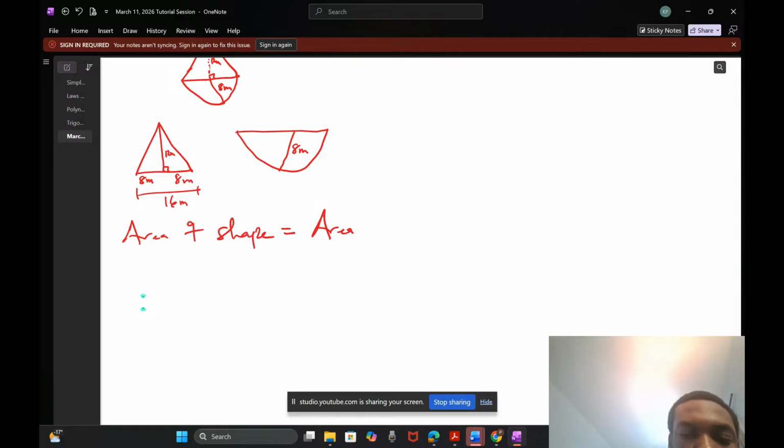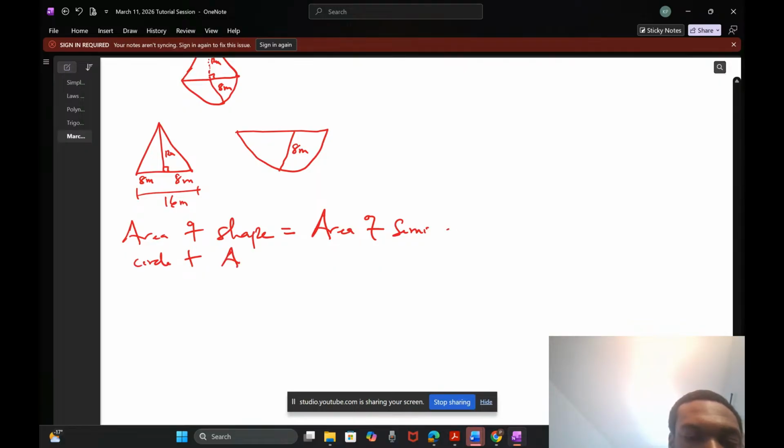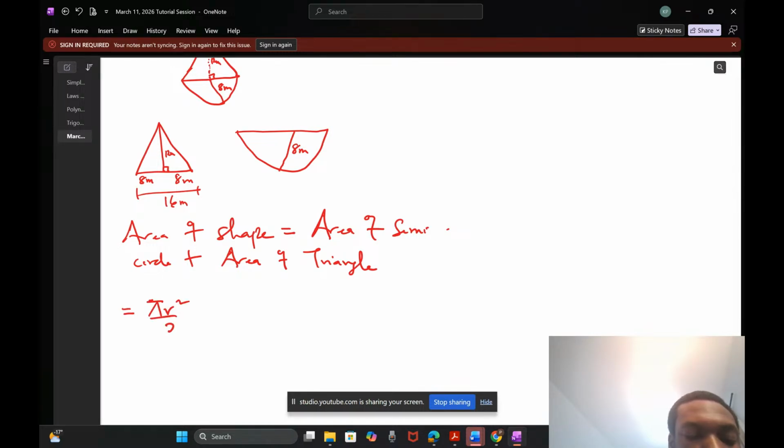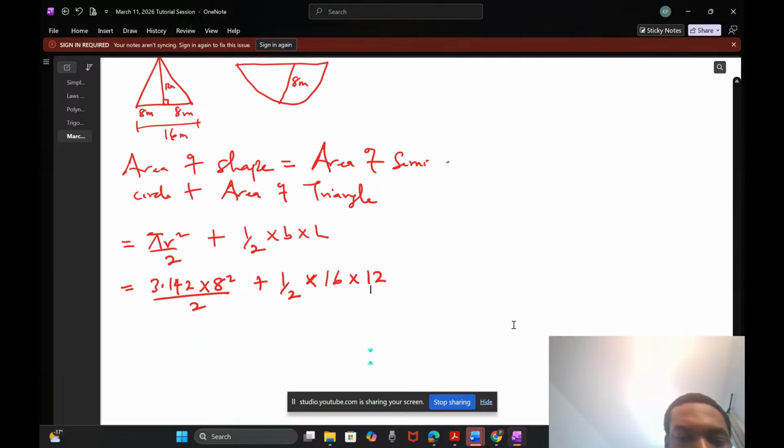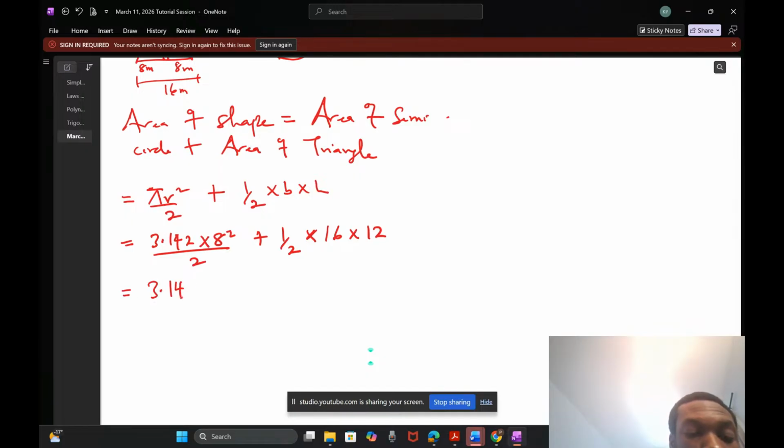is equals to area of semicircle plus area of triangle. So the semicircle is pi r squared over 2 plus 1 over 2 times base times height equals to 3.142 times 8 squared over 2 plus 1 over 2 times the base is 16 times 12 equals to 3.142. 8 times 8 is 64 divided by 2 plus 1 over 2 times 16 times 12.